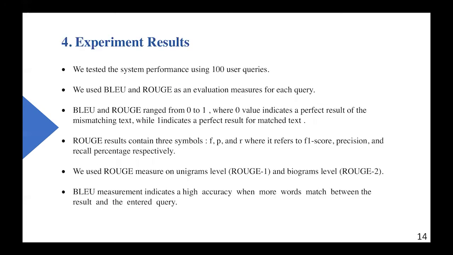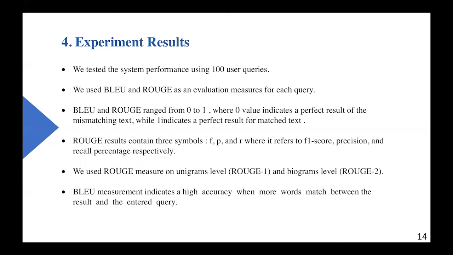In the final stage of this study, we tested the system performance using 100 user queries and calculated both BLEU and ROUGE as evaluation measures for each query. BLEU and ROUGE measures were used as they are the most popular methods for testing the performance of machine translation, summarization, and question answering models. BLEU and ROUGE range from 0 to 1, where 0 indicates a result of mismatching text, while 1 indicates a perfect result for matched text.